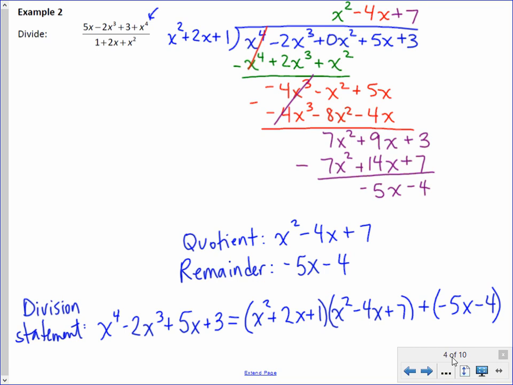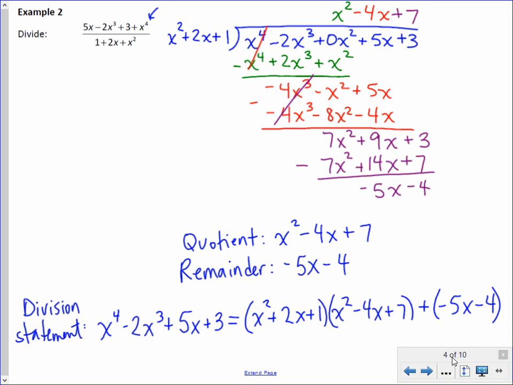I'm going to tell you, you're not going to be starting this homework until after the quiz, but when you do the homework, sometimes there might be a question where I give you the dividend, the quotient, and the remainder, find the divisor. Or I give you the remainder and everything on this side, find the dividend. That will be the annoying one where you have to expand everything.